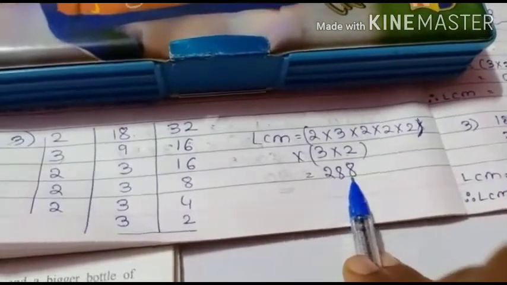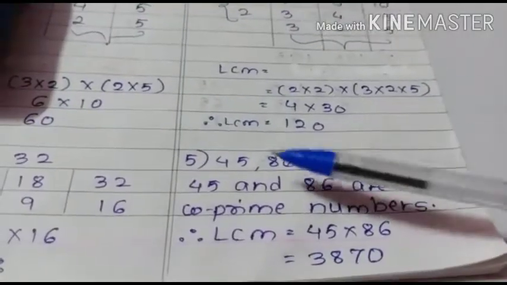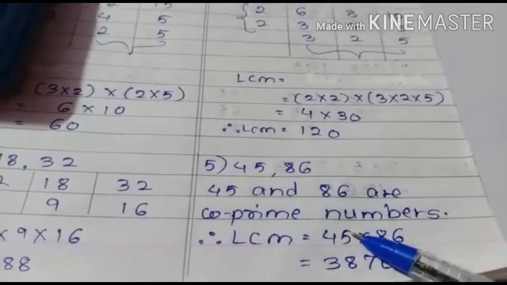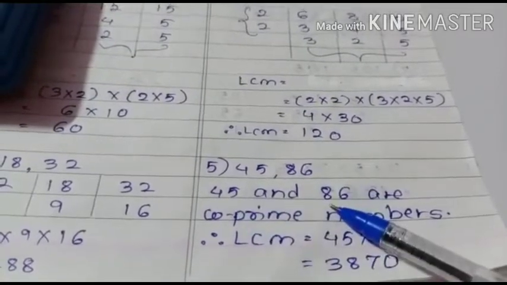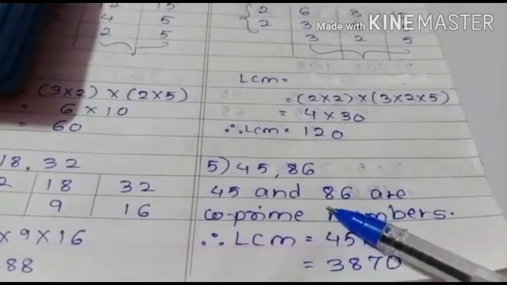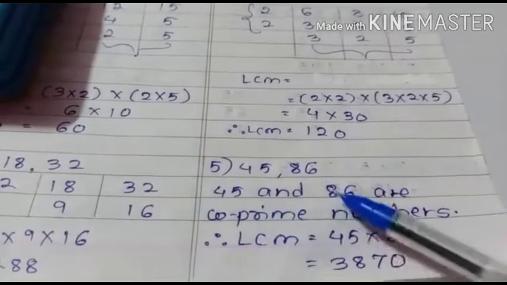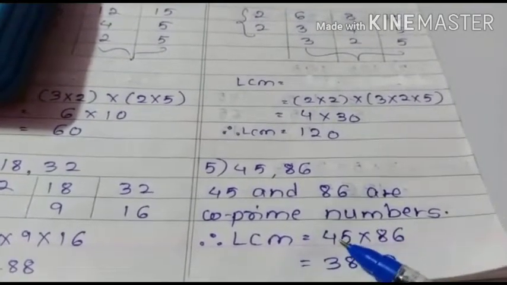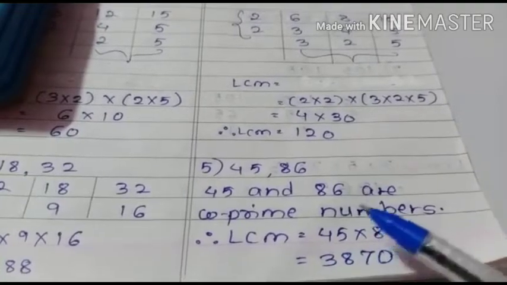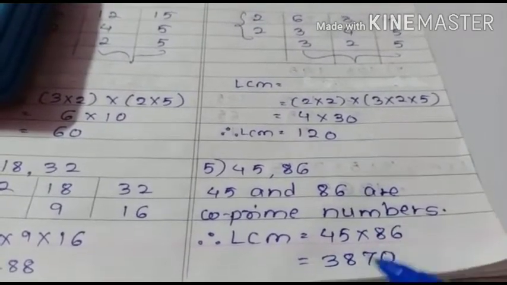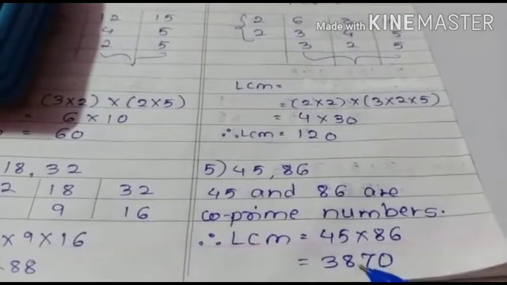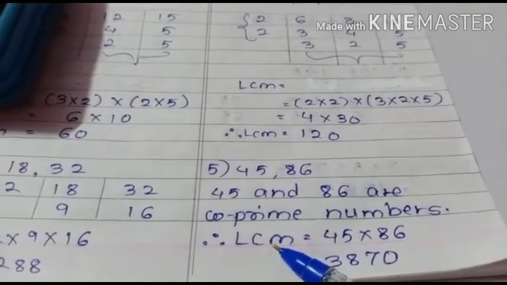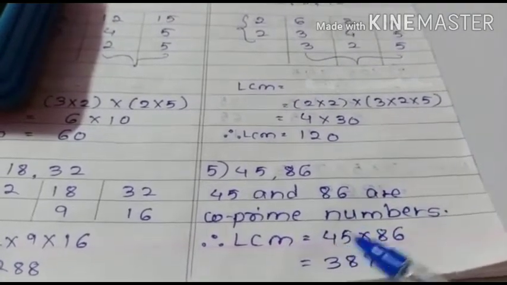This concept is clear to everyone. Okay, next is 45 and 86. Now 45 and 86 are co-prime numbers. What is the meaning of co-prime numbers? In these two numbers, only 1 is a common factor, nothing else. So if the numbers are co-prime, what will the LCM be? Their LCM is always their product. Product means multiplication: 45 multiplied by 86. The answer will come 3870. Clear everyone? What I said: the LCM of co-prime numbers always comes as the product of the numbers themselves.